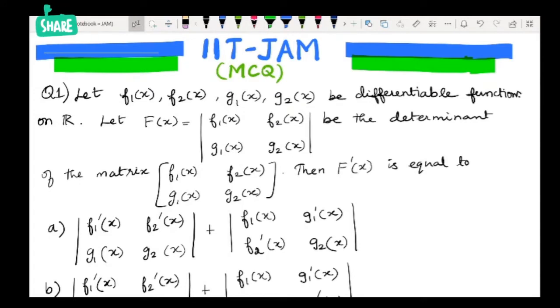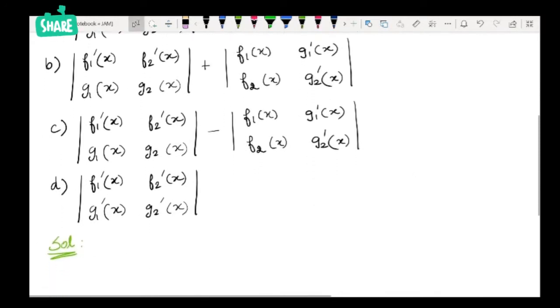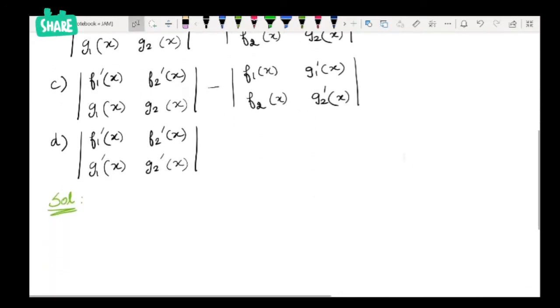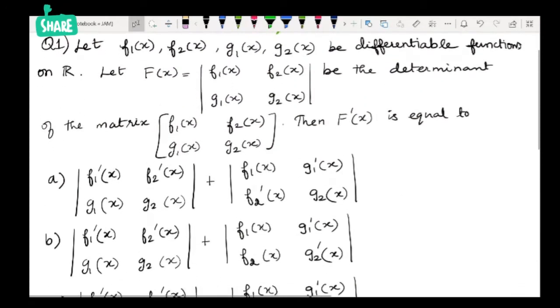Today we are going to solve IIT JAM MCQs. These are from 2017 question paper. The first question we got here is, we have four functions f1, f2, g1, g2, and these are differentiable functions, and capital F of x is the determinant of f1, f2, g1, g2. Great, but we need to find the derivative of capital F of x, and we are given four options here, and that too in terms of determinant.